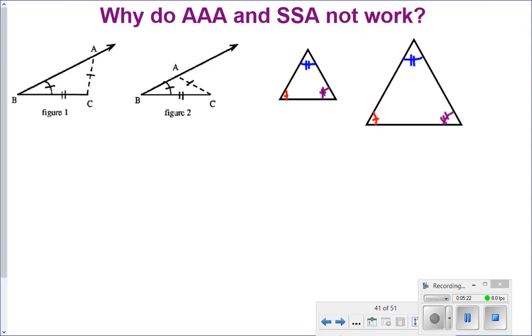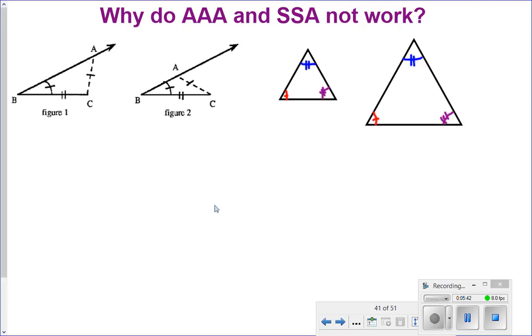Okay, so we've covered all the different combinations except for angle, angle, angle, and side, side, angle. And the reason that I did not include those on the previous slide is because they do not work. They do not prove that the two triangles are congruent. So let's look at why.